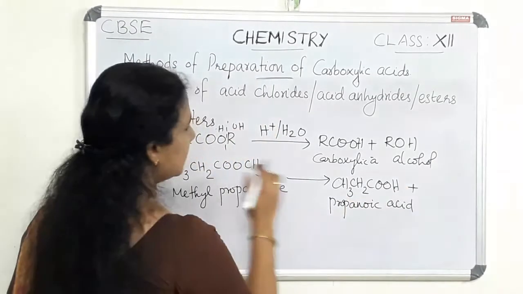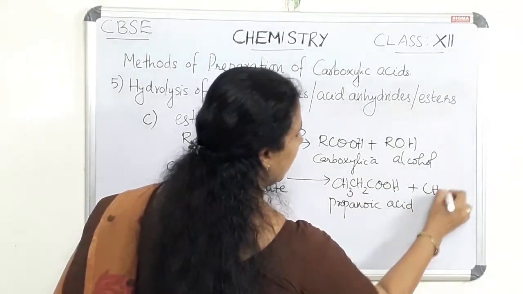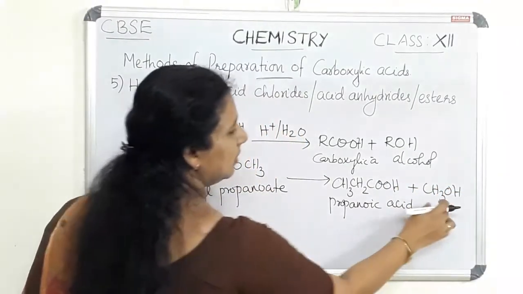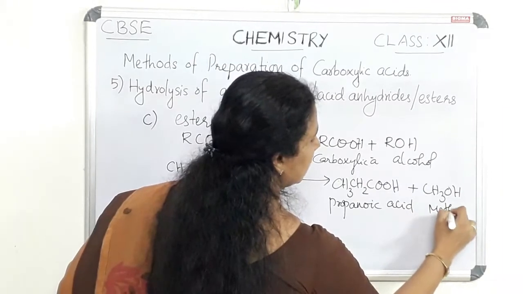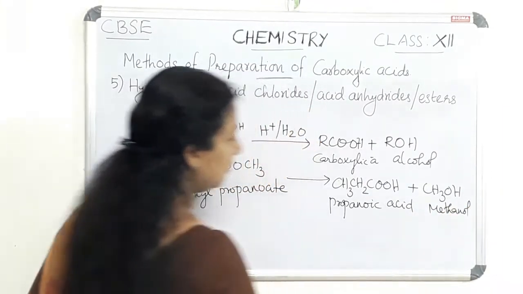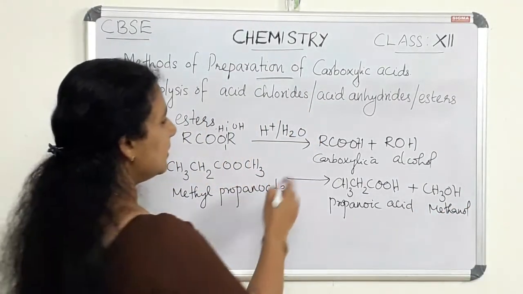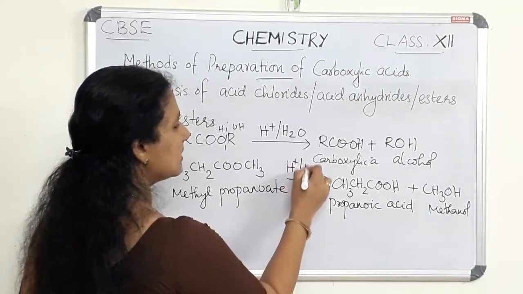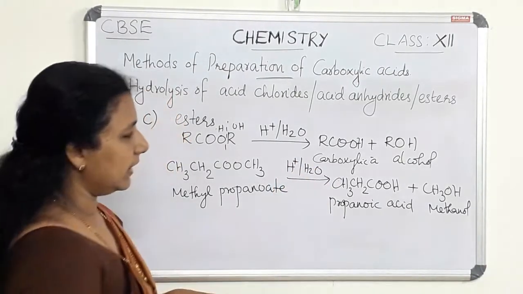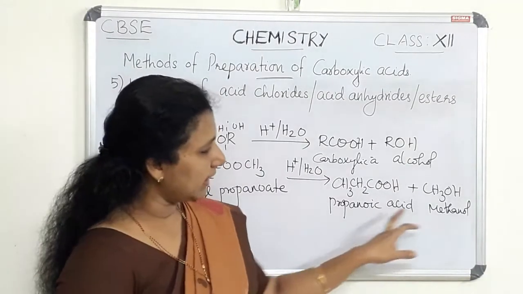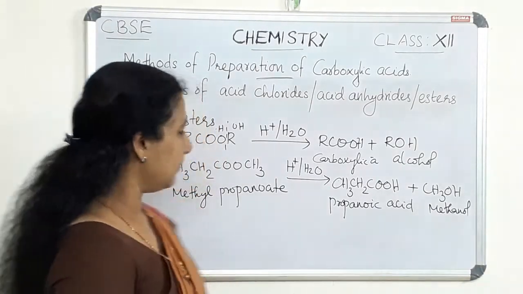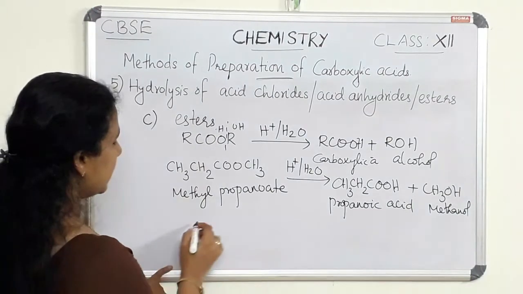and CH3OH, that is methanol. So we will get the alcohol. So when esters undergo hydrolysis, we will get the corresponding acid and alcohol as the product. We can take another example.